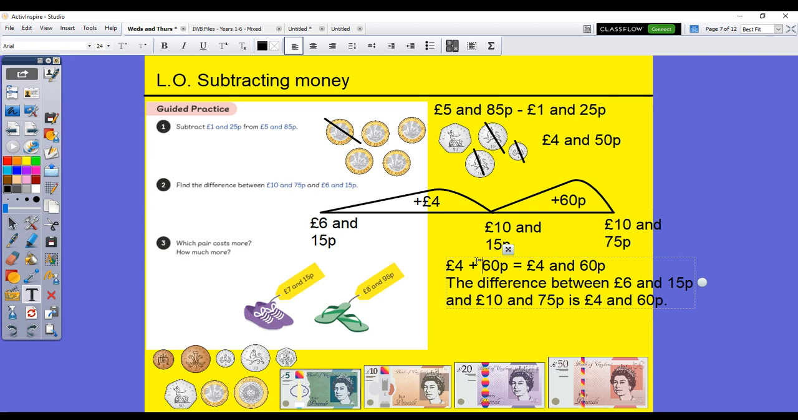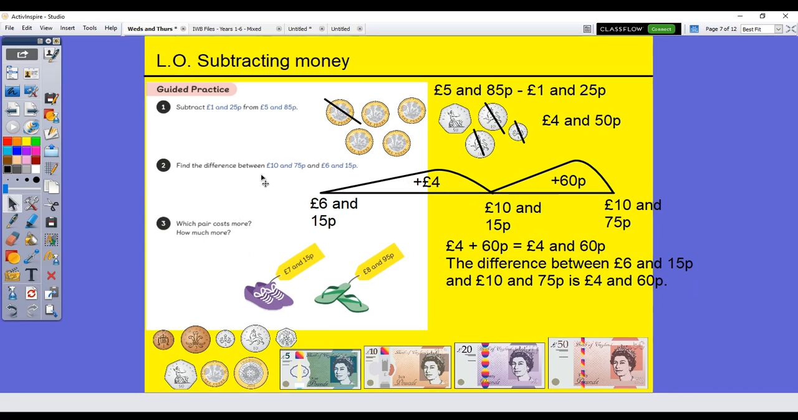Okay, once I finish this, I'm going to pause it, and you're going to then go away and answer this guided practice and do exactly the same as me. So you can choose which one is best for you, like we did yesterday.